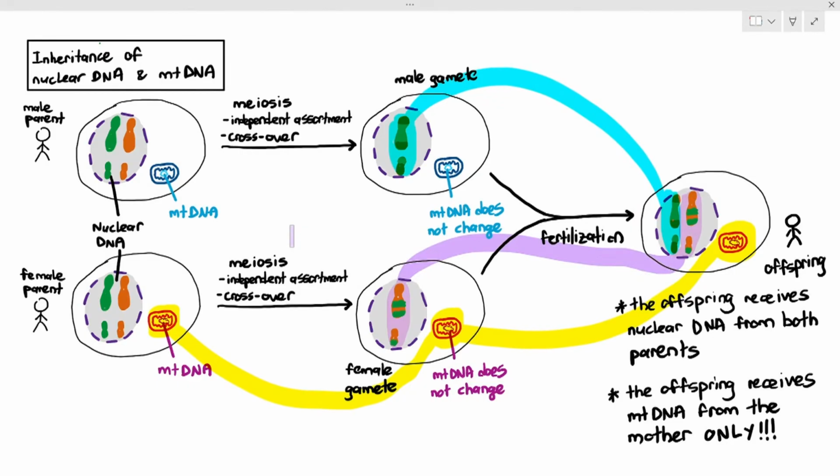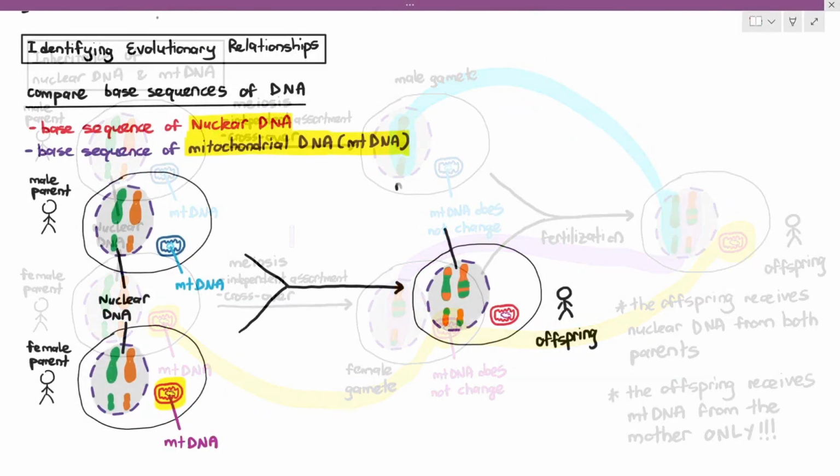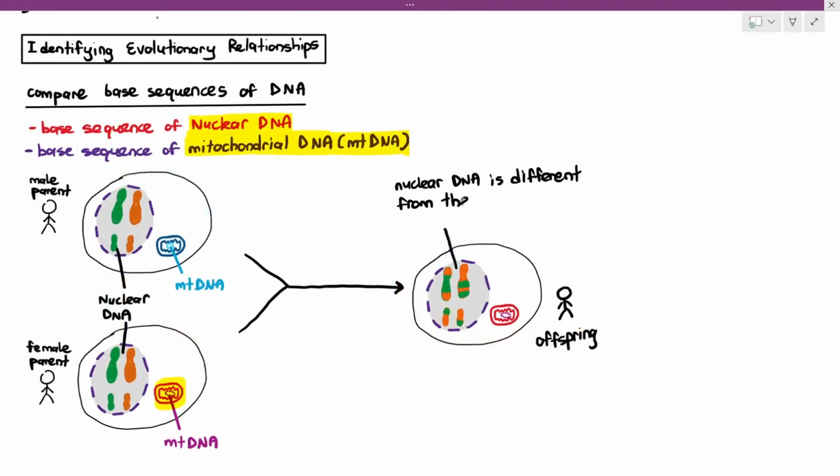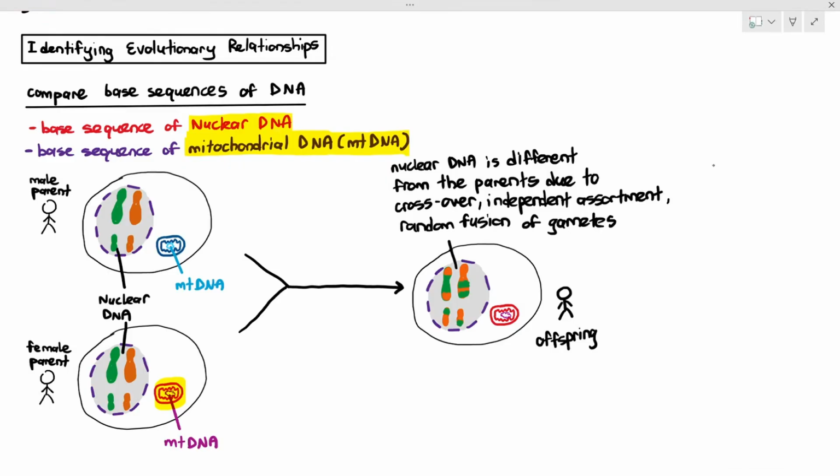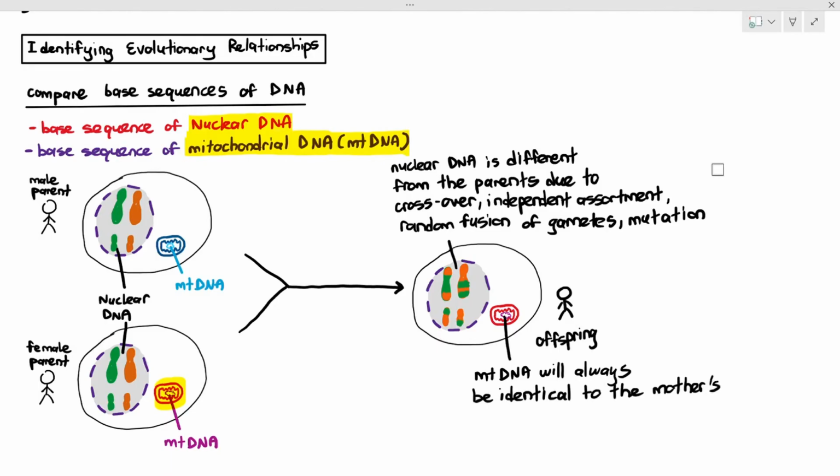All right, so why is this such a big deal? This is a big deal because the nuclear DNA of the offspring is different from the parents due to crossover, independent assortment, random fusion of gametes, mutation, and so on. But the mitochondrial DNA of the offspring will always be exactly identical to the mother's, unless mutation happens, because mitochondrial DNA does not undergo crossover, and there's no independent assortment. So why is this such an interesting thing? Because you can use the mitochondrial DNA to compare inheritance between parents.